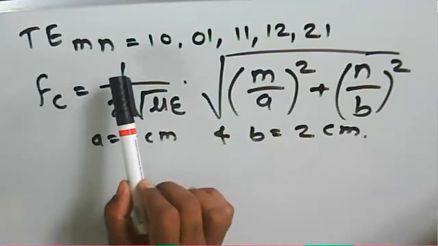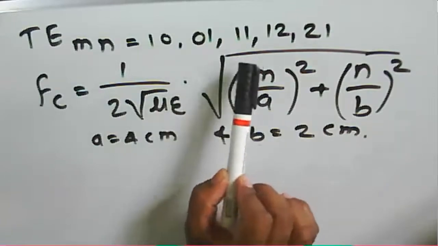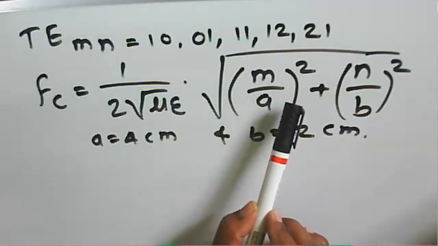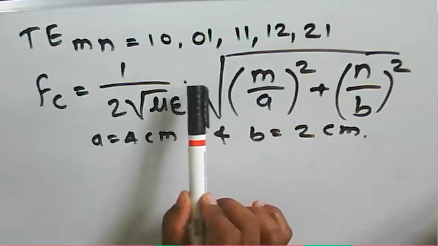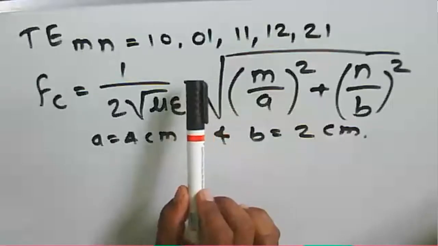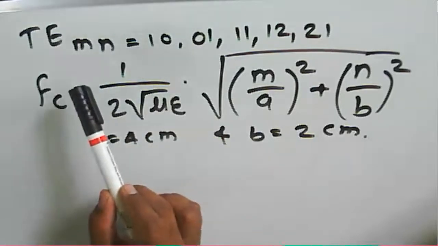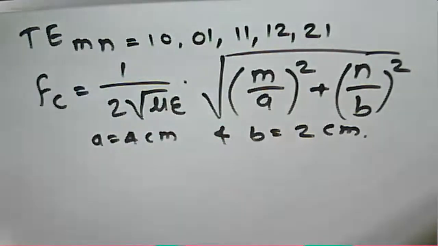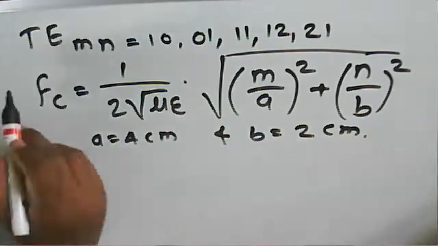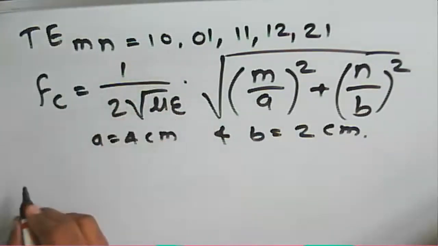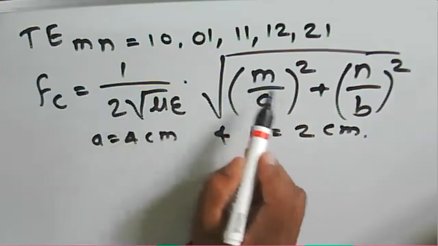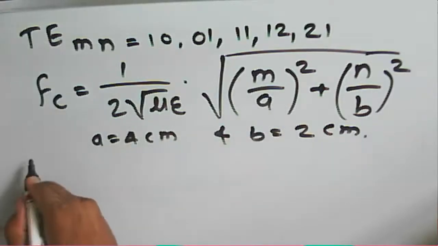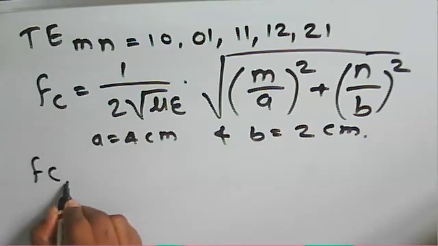So our cutoff frequency will be 1 by 2 under root mu epsilon into under root of (m by a) square. Because this is 0, it directly comes out of the square root. So m by a, m is 1, so that will be 1 by a. So fc is equal to 1 by 2a under root mu epsilon. Likewise, we find out the cutoff frequency for this 1 0 mode. So we write here 1 by twice of a under root mu epsilon because m will be 1. Fc, when we have mn will be what?